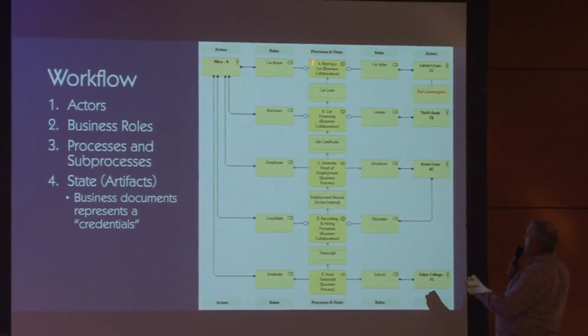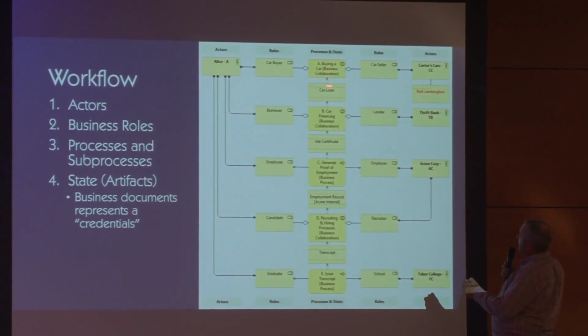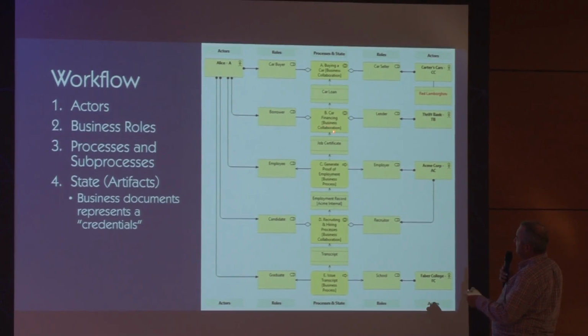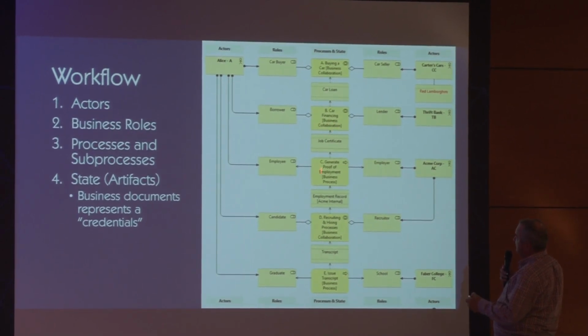So we start at the top where she wants to buy a car. She needs a car loan. To get a car loan, she needs financing. To do the financing, she needs a job certificate. She needs a proof of employment. She has to go through a recruiting and hiring process, and to do that, she needs her transcript, which needs to be issued by Faber College.